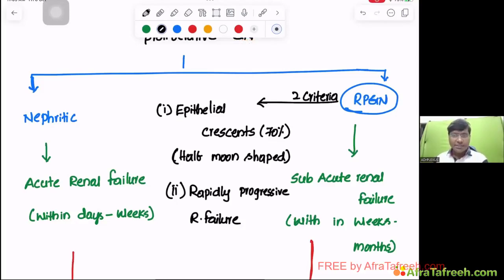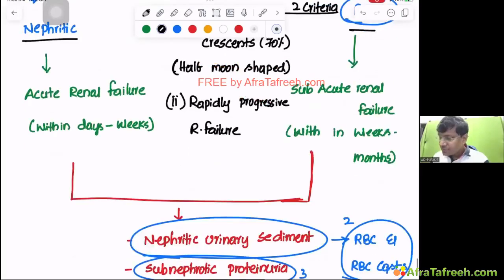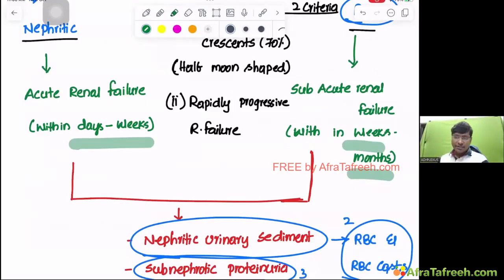Now, what are the causes of your RPGN or your nephritic syndrome? So what is the difference between these two? The difference between nephritic syndrome and RPGN is only the rapidity with which there is development of renal failure. In case of nephritic syndrome, the renal failure will be within days to weeks, whereas in subacute, it is weeks to months. Okay, right. Yes, I'm coming to that, Kamal Nathan. I'll be discussing the individual etiologies now. I'll answer your question once we discuss PSGN.